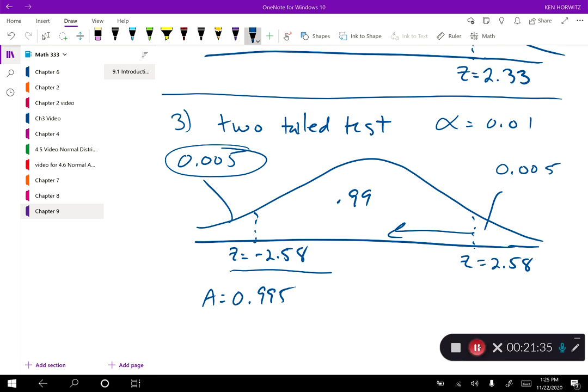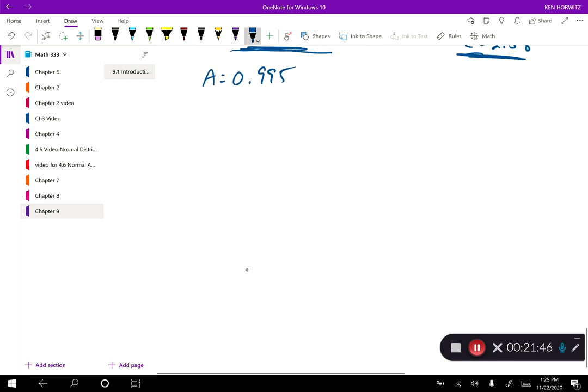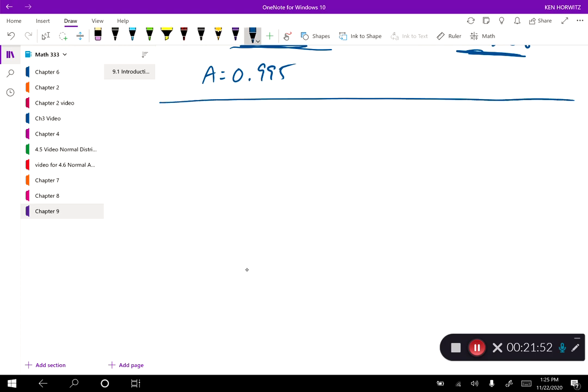Now those z values that create the border between the rejection and the do not reject region, I'm going to refer to them as critical values. So in order to find the critical values, we kind of discussed it here, but I wanted you to focus on left and right tail. So let's do a little bit more.